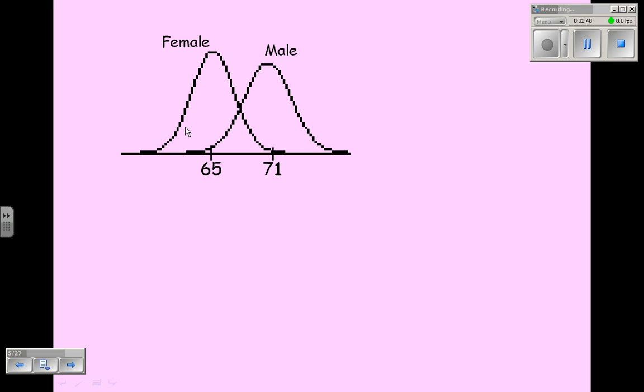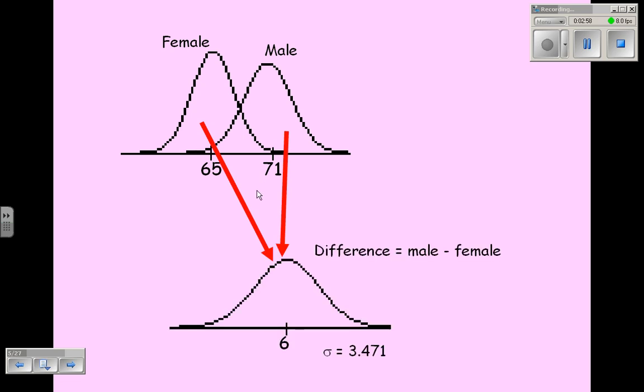So here's what we have. We have the female distribution, we have the male distribution, and we're going to combine them together to find the difference, male minus female, and it's going to wind up looking like this, with a mean of 6 and a standard deviation of 3.471. This is the difference when you subtract the two, the male minus the female, to get the distribution of the differences.